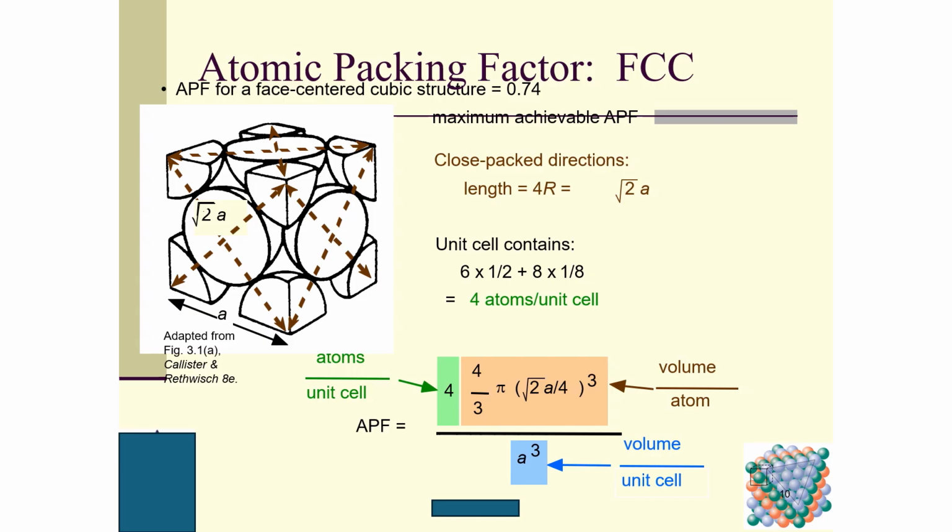So based on this equation, we can calculate for the FCC the APF equals 0.74, which is higher than that for the SC. And physically speaking, it is understandable, right? So within this cube, more space is occupied by these atoms.